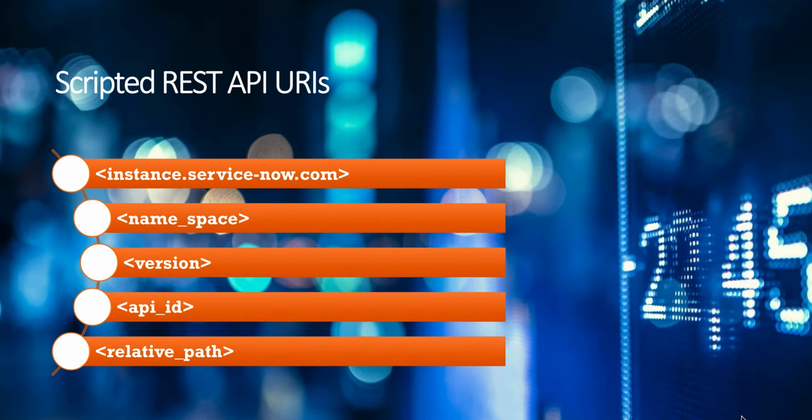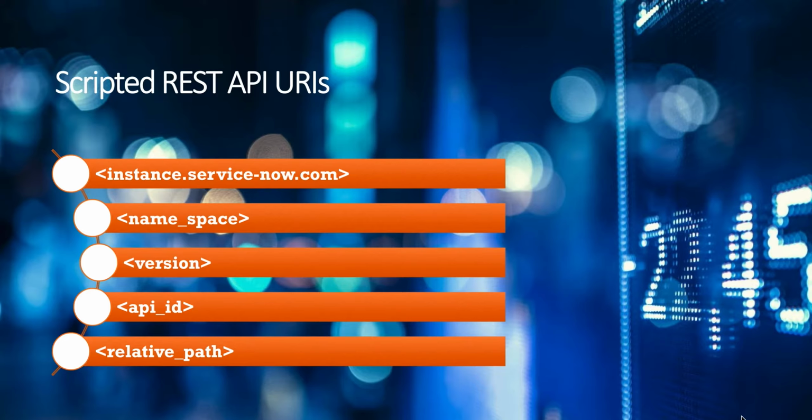The other important thing that we talked about is that the scripted REST API has a certain way of writing the URL. You start with the instance name, which can be the company name, or if you have a dev instance, that's the name over there. Then you put service-now.com, and you will have the namespace and the version. The namespace is basically whether it is global or scoped.